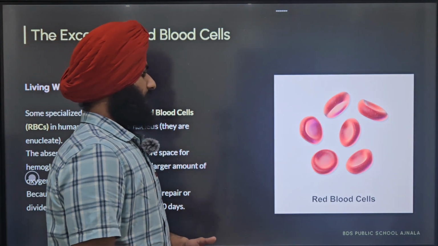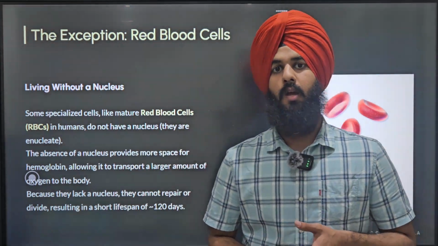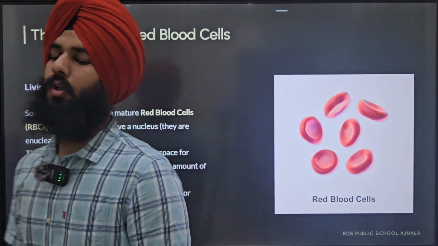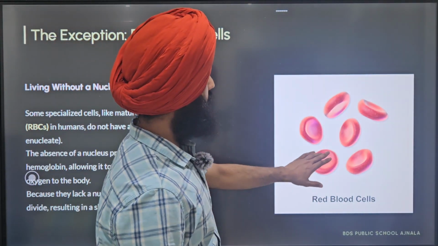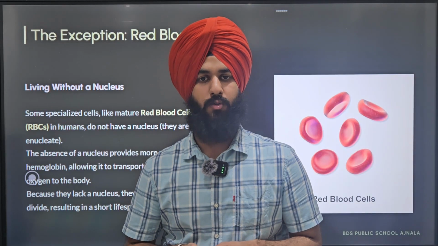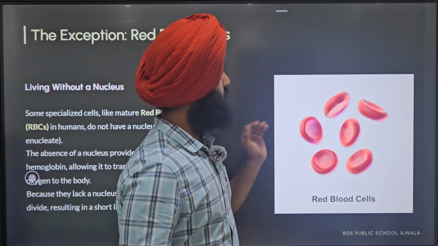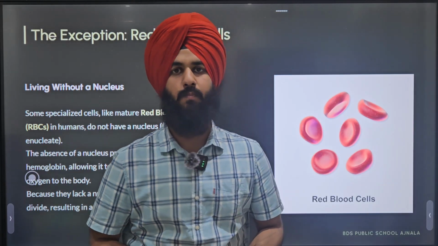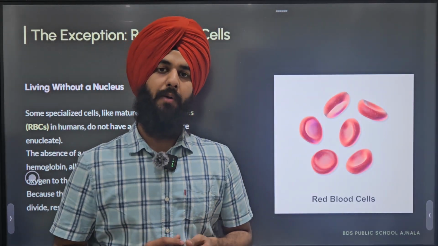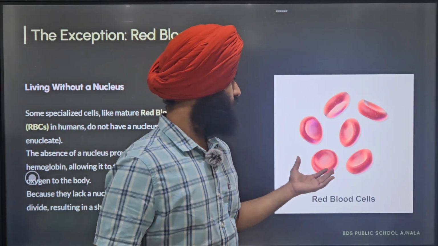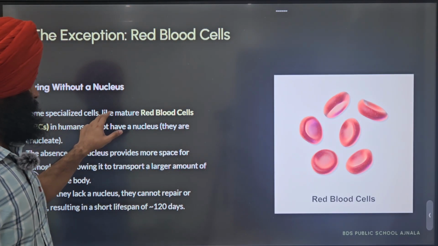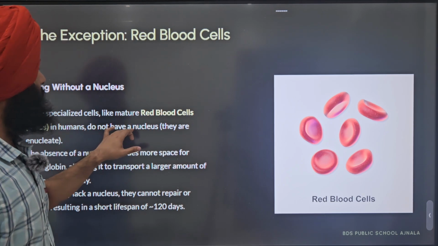Now pretty much all the cells contain a nucleus, but there are some exceptions. These exceptions are called enucleates. The enucleates are the type of cells that do not have a nucleus, and because of this lack of nucleus, they are unable to reproduce. They are not able to split up. Since these cells do not have any nucleus, they only have a lifespan of 120 days. The red blood cells, for example, only last 120 days, and they cannot reproduce because they do not have the nucleus.